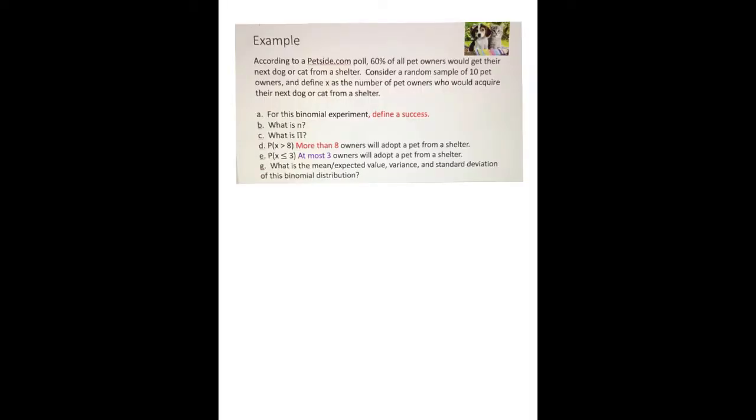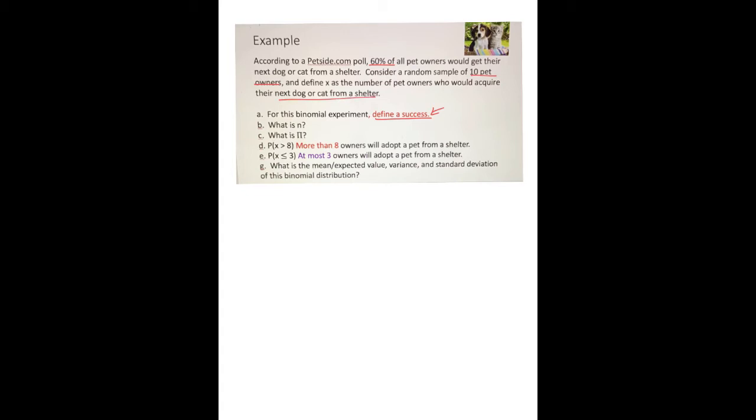According to petsite.com, 60% of all pet owners would get their next dog or cat from a shelter. Consider a random sample of 10 pet owners. We're going to define X, or our success in this case, as an owner who would acquire their next dog or cat from a shelter. So defining success would be someone that gets their next dog or cat from a shelter.